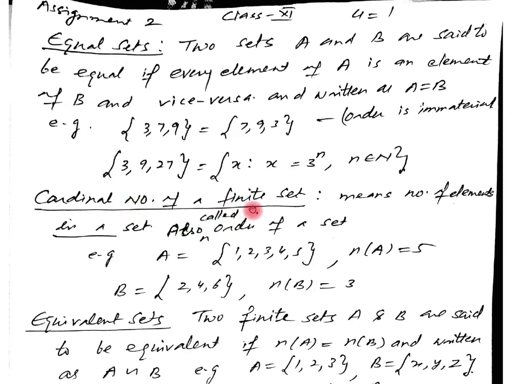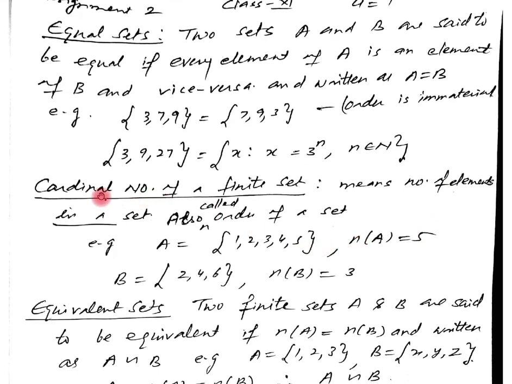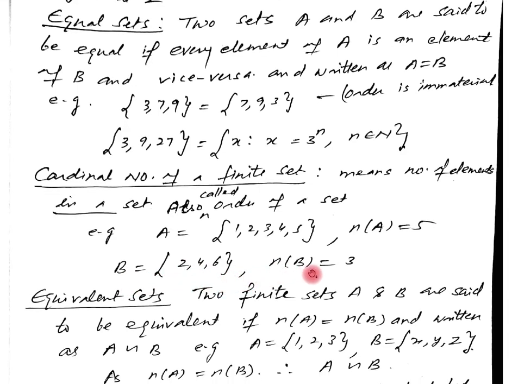Now the next is the cardinal number of a set. The number of elements in a finite set is called the cardinal number of the set, and it is also called the order of the set. Generally we use the term cardinal number, meaning the number of elements in a given set. For example, let A be a set having elements 1, 2, 3, 4, 5. Therefore, n(A) = 5. Similarly, in B there are 3 elements. Therefore, the cardinal number of B is 3, written as n(A) = 5, n(B) = 3.